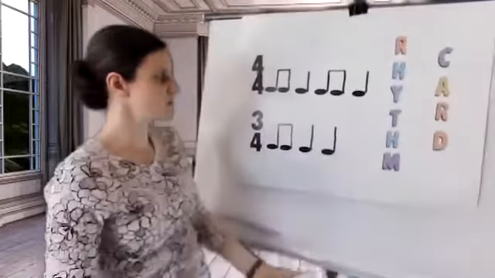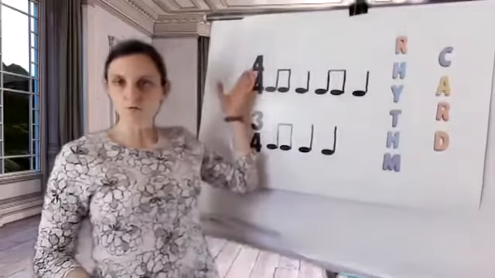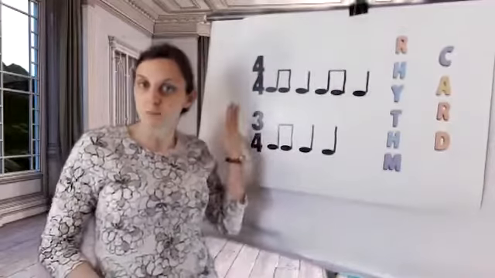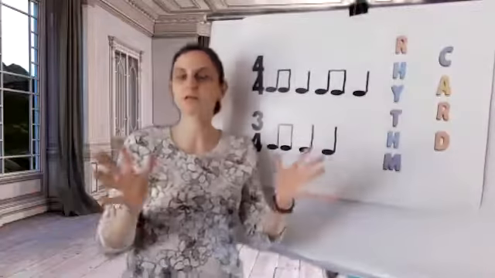And this is just basically a rhythm card. So as I was talking about 4/4 time signature just a moment ago, you've got 4/4 time signature and it's 4 beats per measure and a quarter note gets 1 beat. That's really what it means in a nutshell.